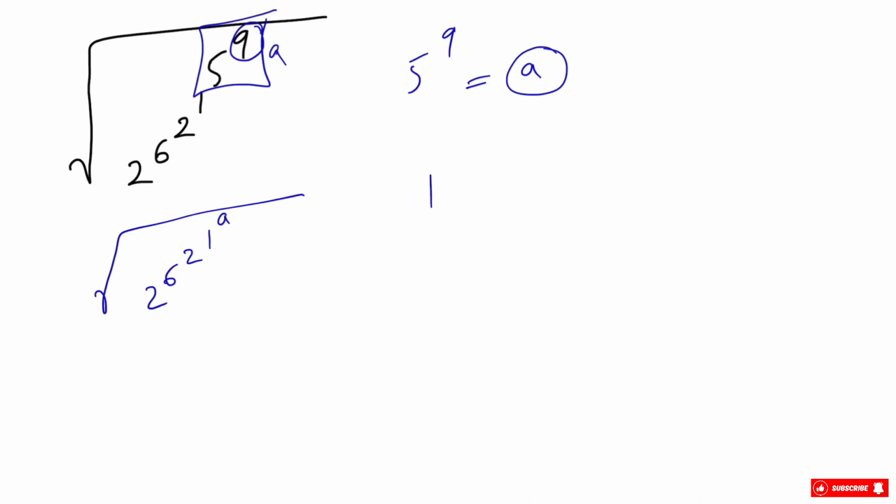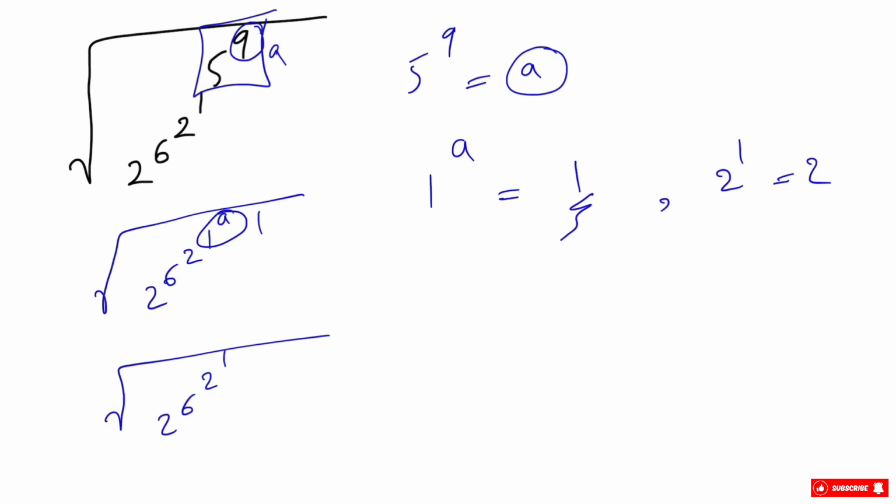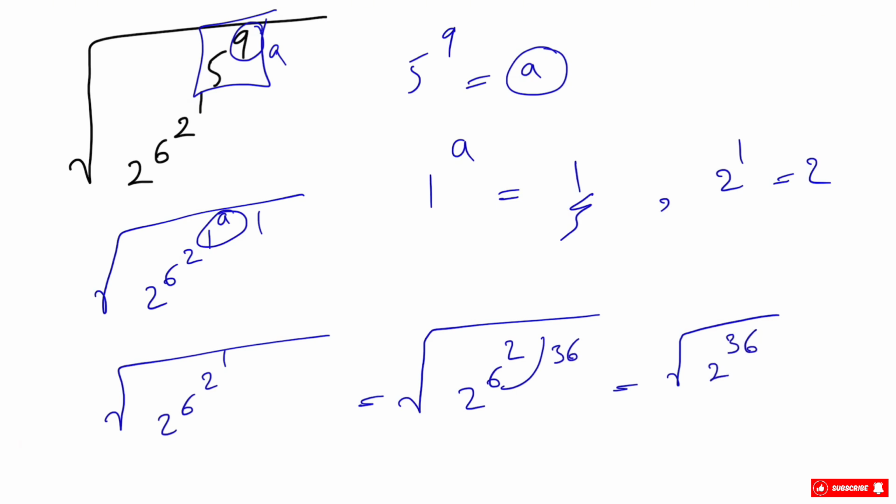And we know 1 to the power of a will be 1 in any case, which means this part will be 1. So what we have now is 2 to the power of 6 to the power of 2 to the power of 1. And we know 2 to the power of 1 is 2. And what we have now is 2 to the power of 6 to the power of 2. And simply we know 6 to the power of 2 is 6 times 6, which is 36. So we have 2 to the power of 36.